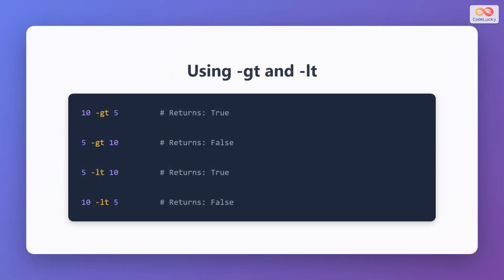Let's explore the greater than and less than operators with examples. When you write 10 -gt 5, you're asking if 10 is greater than 5, which returns true. But 5 -gt 10 returns false because 5 is not greater than 10. For the less than operator, 5 -lt 10 returns true because 5 is indeed less than 10. However, 10 -lt 5 returns false because 10 is not less than 5. These operators are particularly useful when you need to enforce thresholds or limits in your scripts, such as checking if a value exceeds a maximum or falls below a minimum.